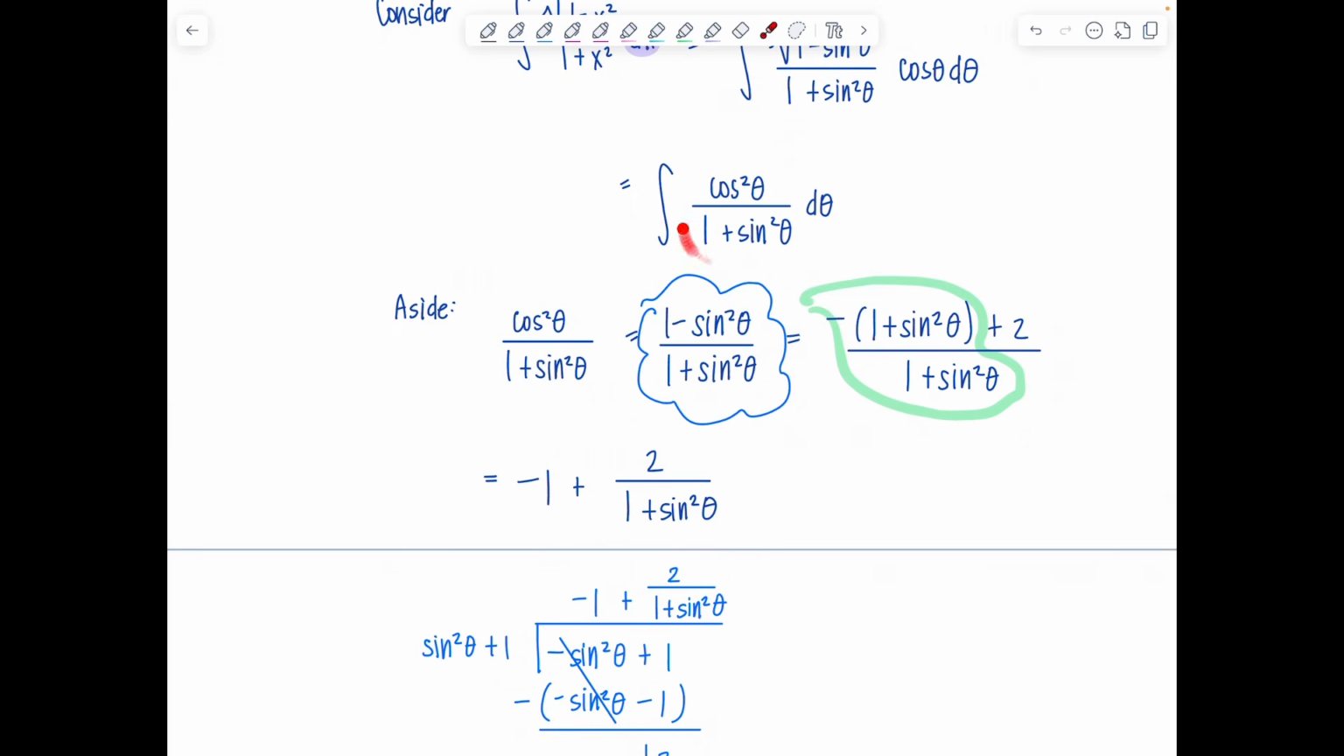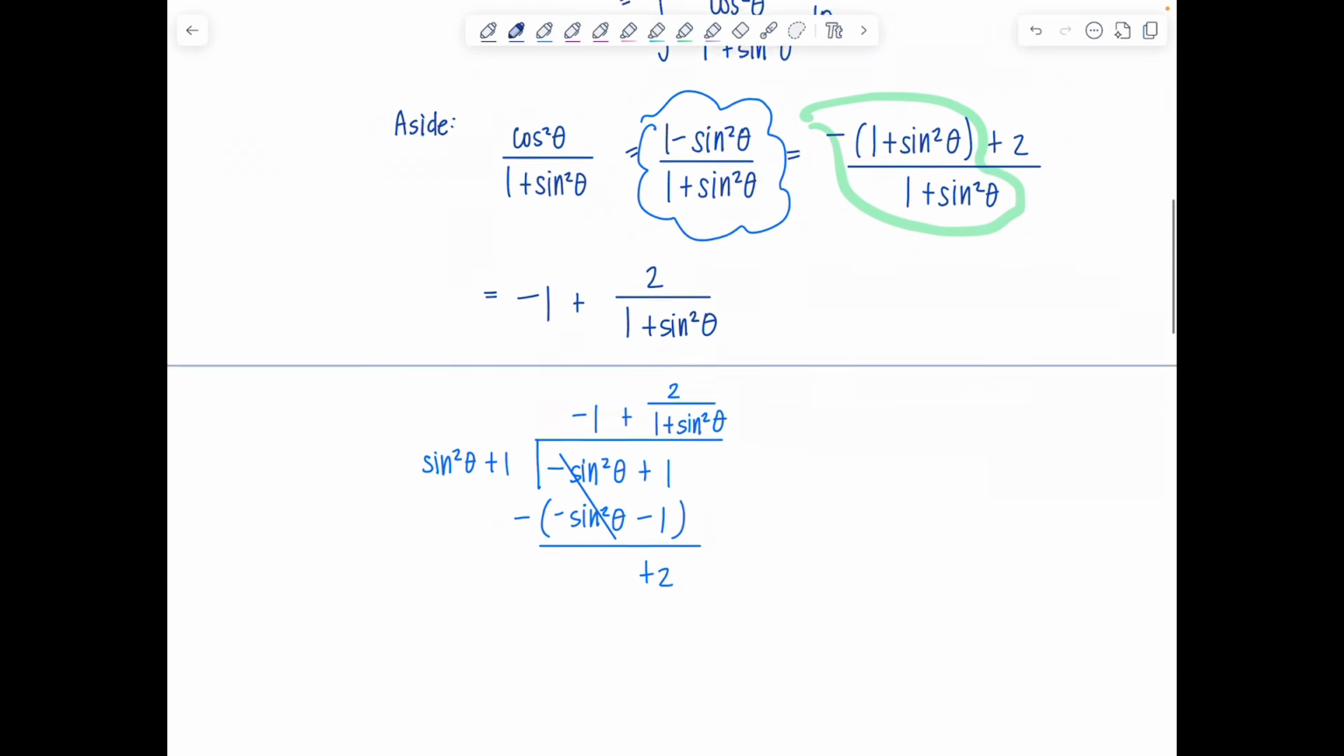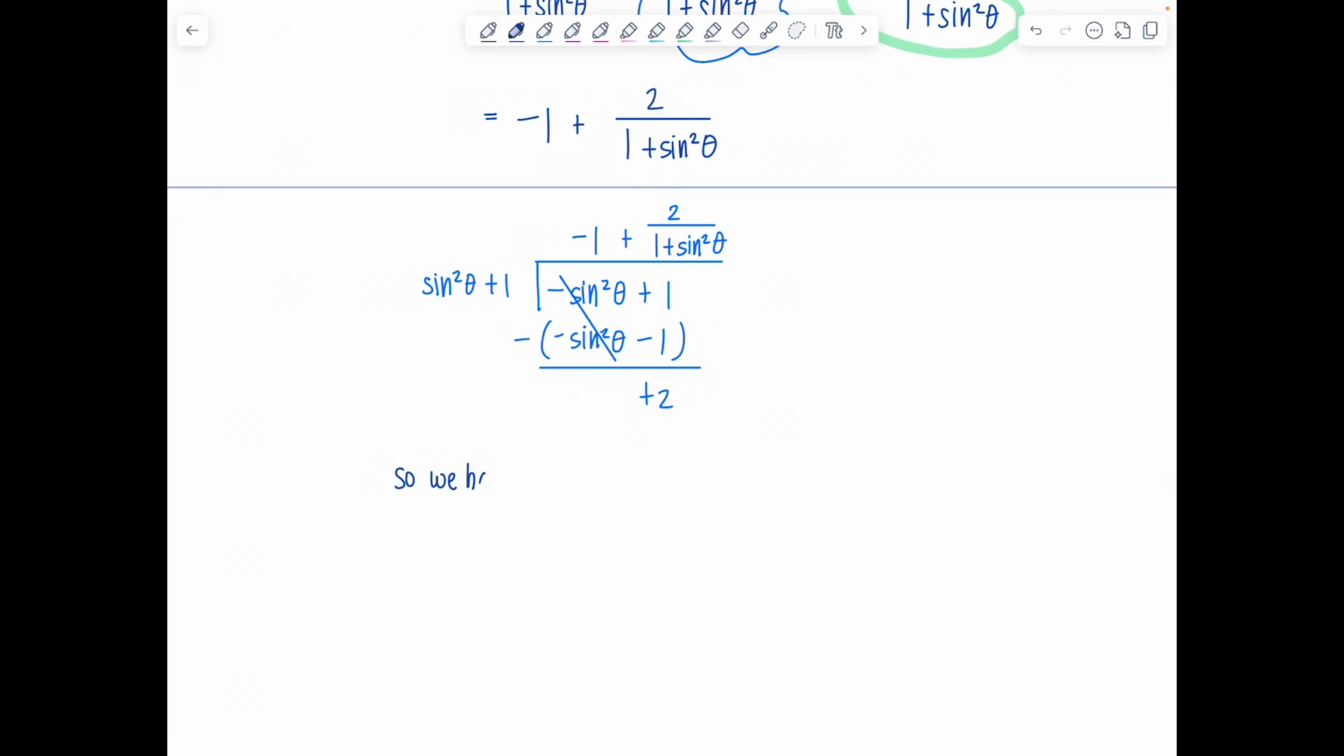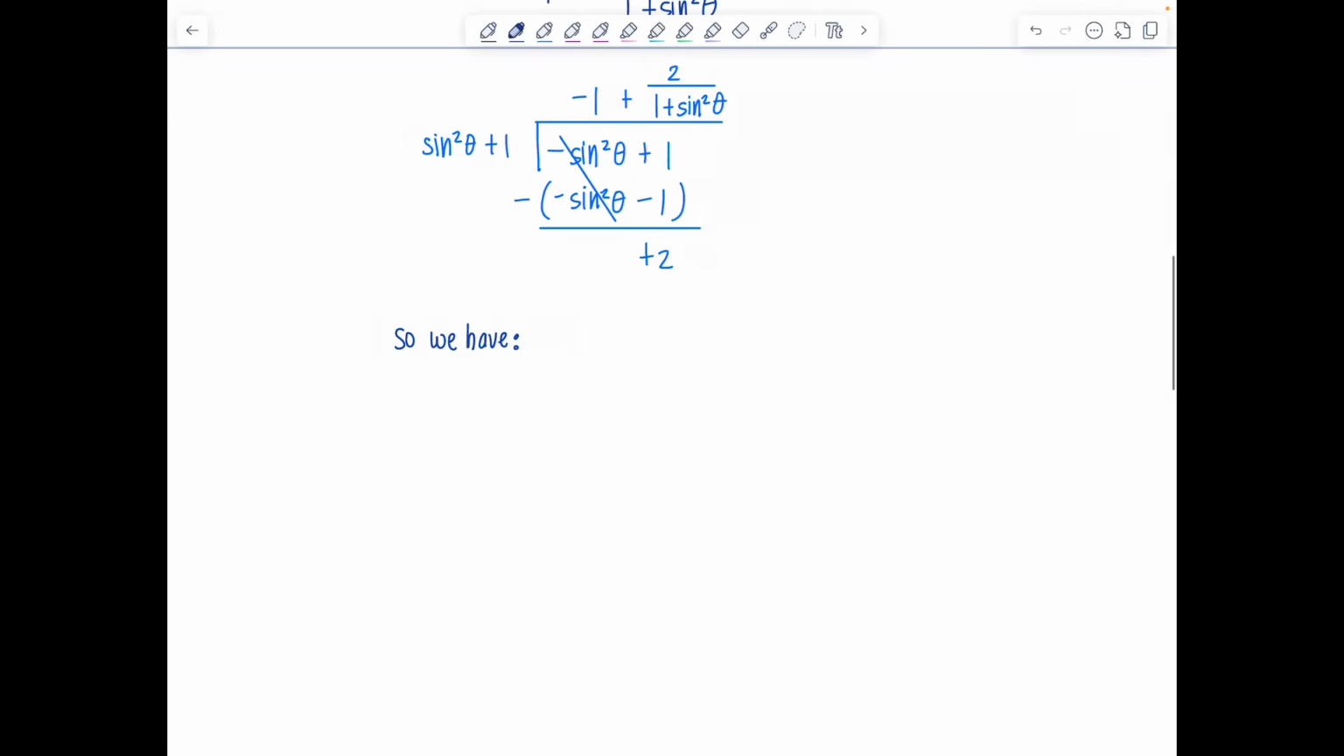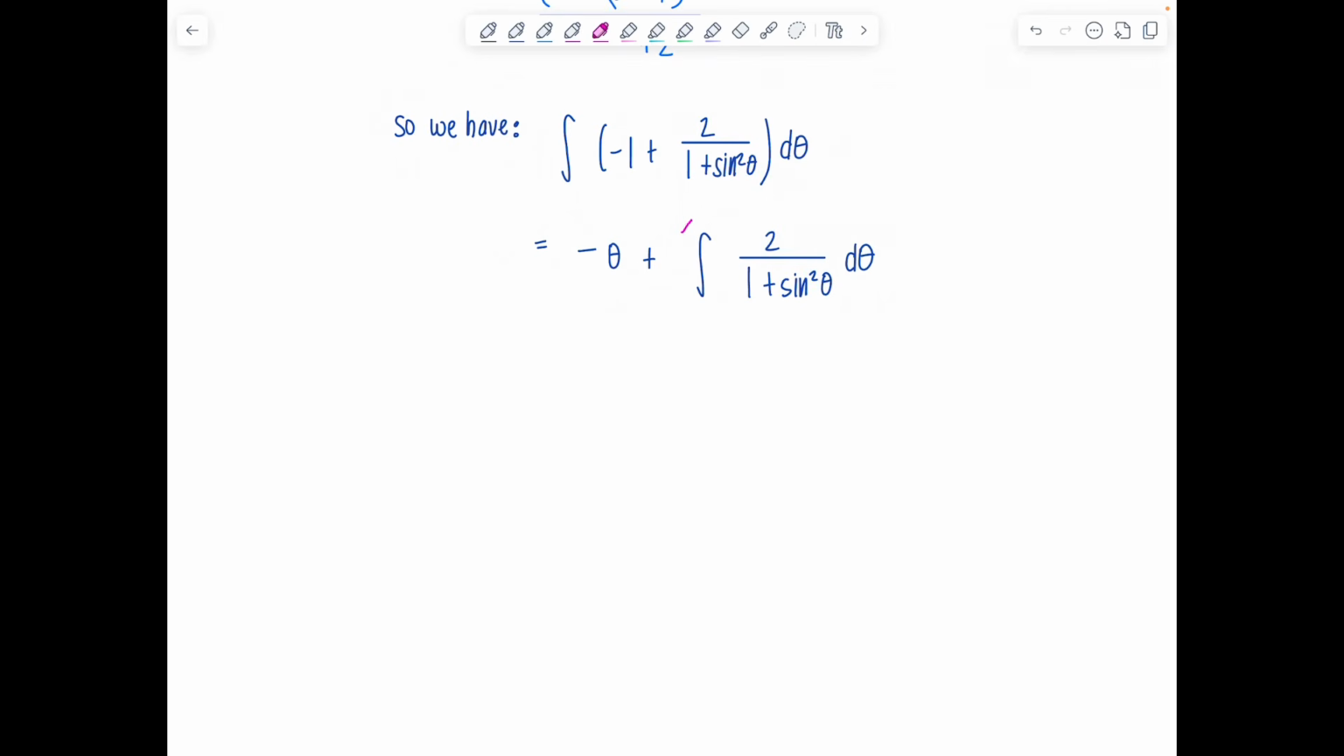This integral right here, I'm going to replace with the integral of negative 1 plus 2 over 1 plus sine squared theta d theta. Things have taken violent twists and turns, but we're hanging in there. So this is going to end up giving us negative theta plus, I don't know, we're going to have to do this guy off to the side: 2 over 1 plus sine squared theta d theta. Let's take a hot second and focus now on this little beast.